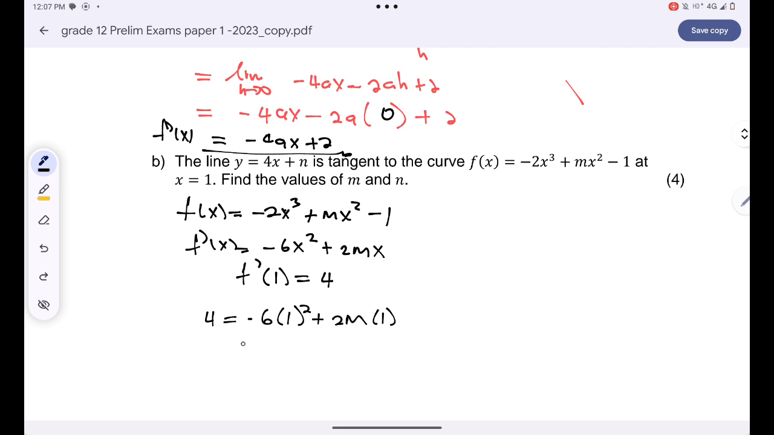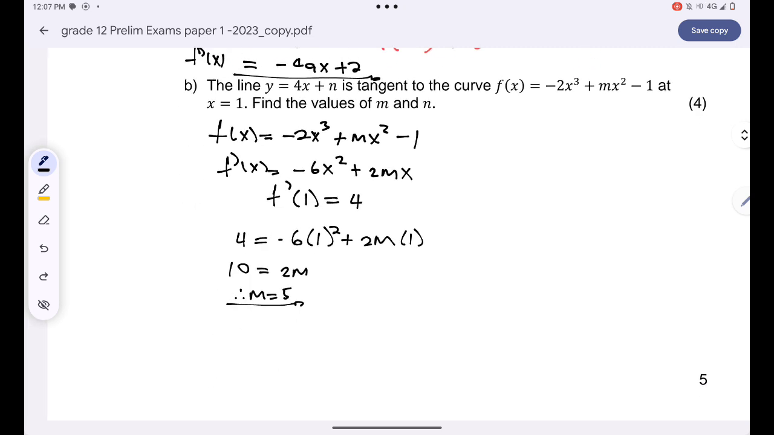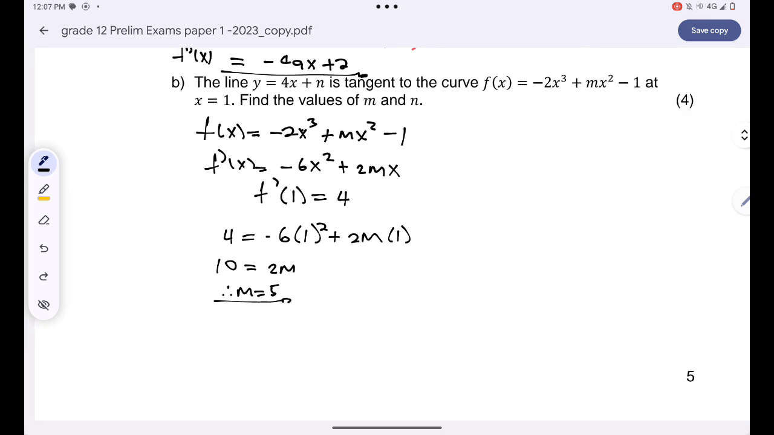Okay, and then now I'll simplify this to be equal to 4 plus 6. I'll have 10 on the other side, which is just equal to 2m. Therefore, m is just equal to 5. Since now I know the value of m, I can therefore go and find the value of n.